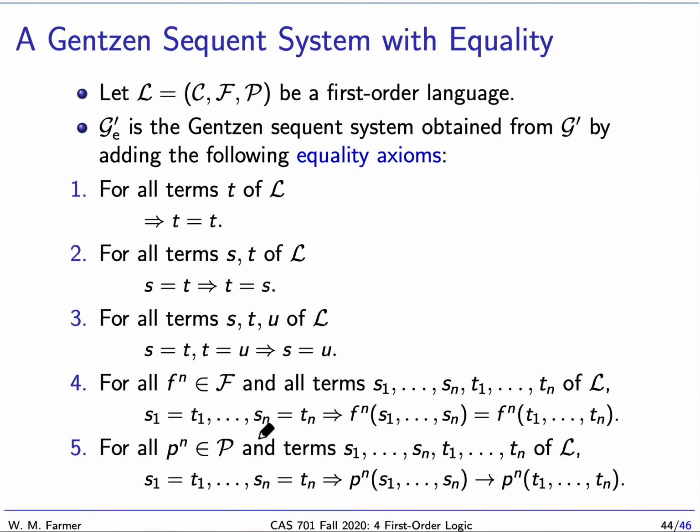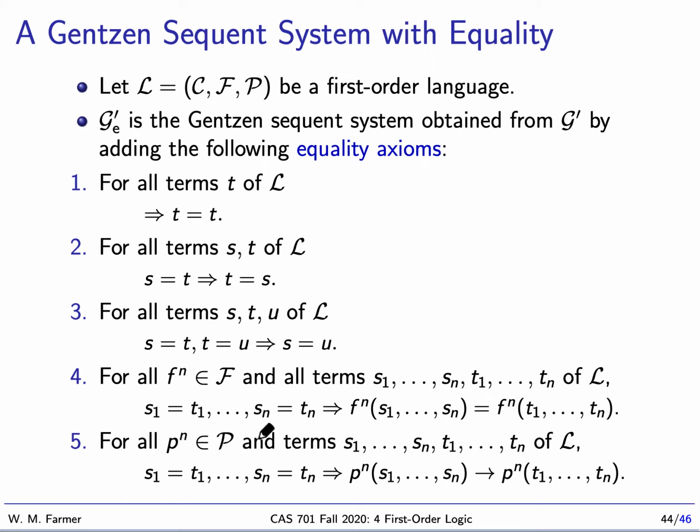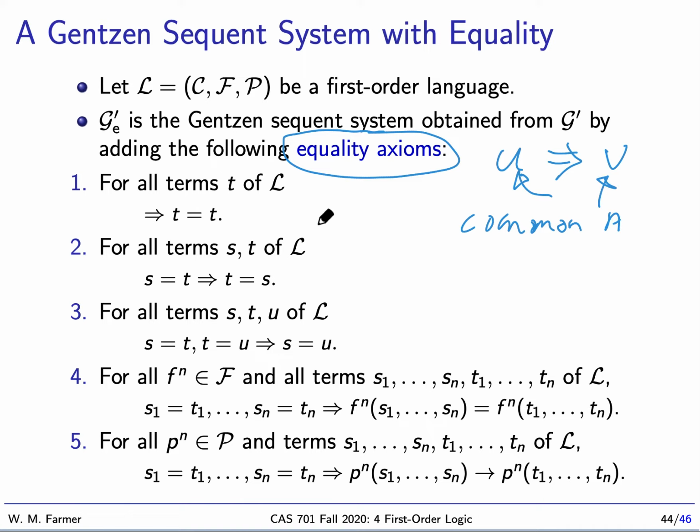Now, we can come up with another sequent system with equality. This is just like the one before. We're going to call this G prime sub E. It's just like the one before, but we add a whole bunch of axioms. Remember before, an axiom looked like this, where there was a common formula A in both of these. Now, in addition to those axioms, we're going to add a whole bunch of equality axioms. Here they are. If you think a moment, these are the axioms that say equality is a congruence.